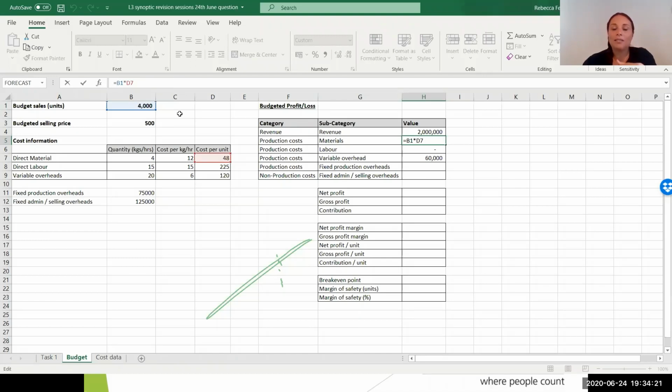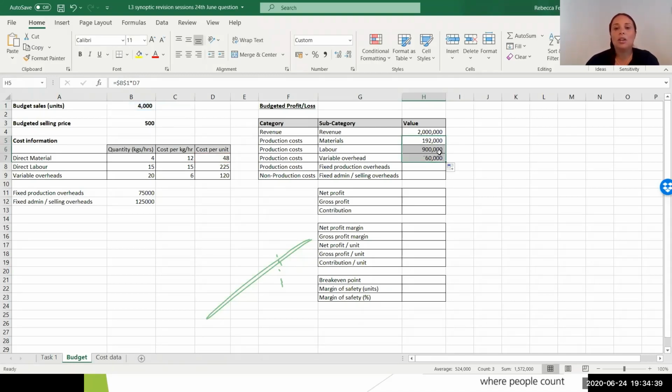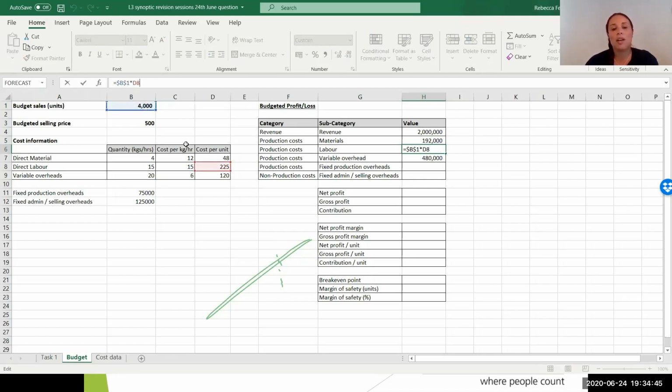So to do that, remember, you can use the shortcut if you're familiar with it, but if you're not, we're going to put a $ sign in front of the B and a $ sign in front of the 1. So a $ sign here and a $ sign in front of the 1, which means that when I now drag it down, you'll see that instead of that 4,000 moving, it stayed put. So it's now done the 4,000 multiplied by the 225.